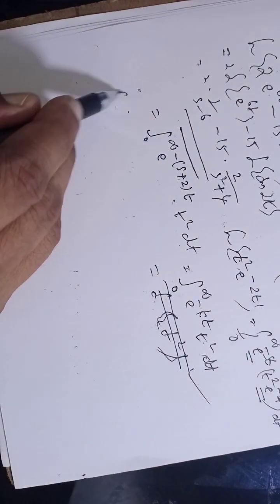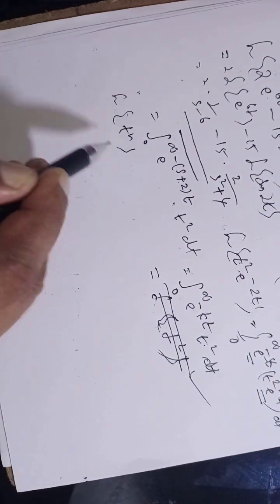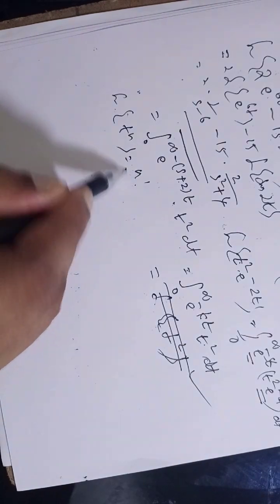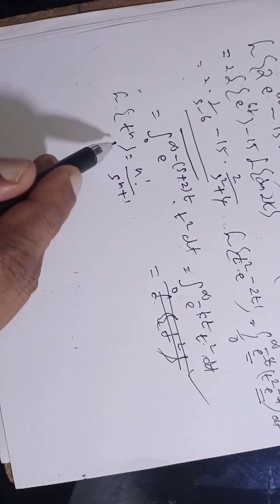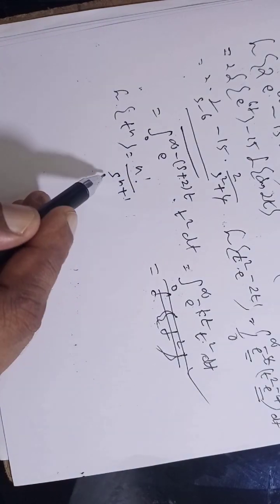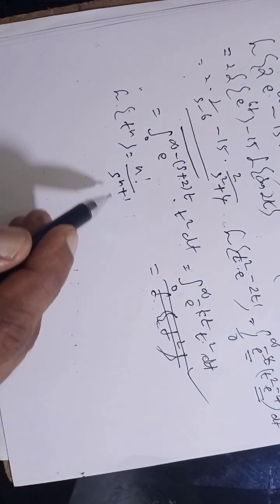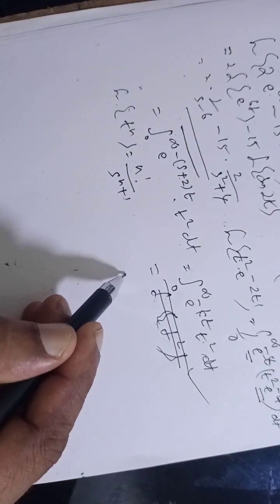L of t square is, you know, the standard result L of t raised to n is equal to n factorial by s raised to n plus 1. This standard formula L of t raised to n is equal to n factorial by s raised to n plus 1. Therefore, this L of t square is, what is it?